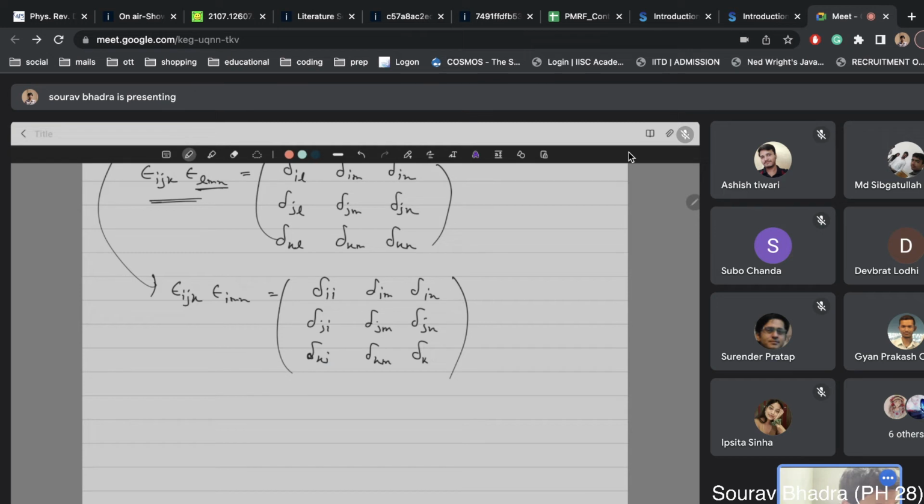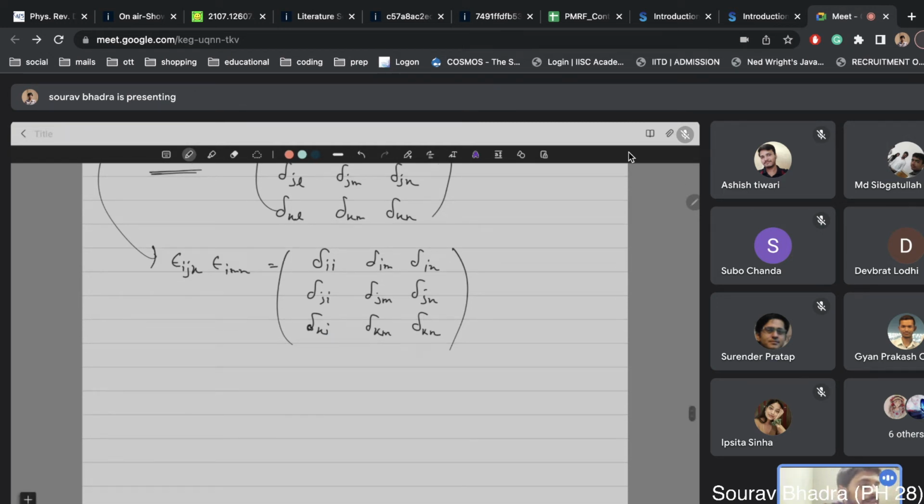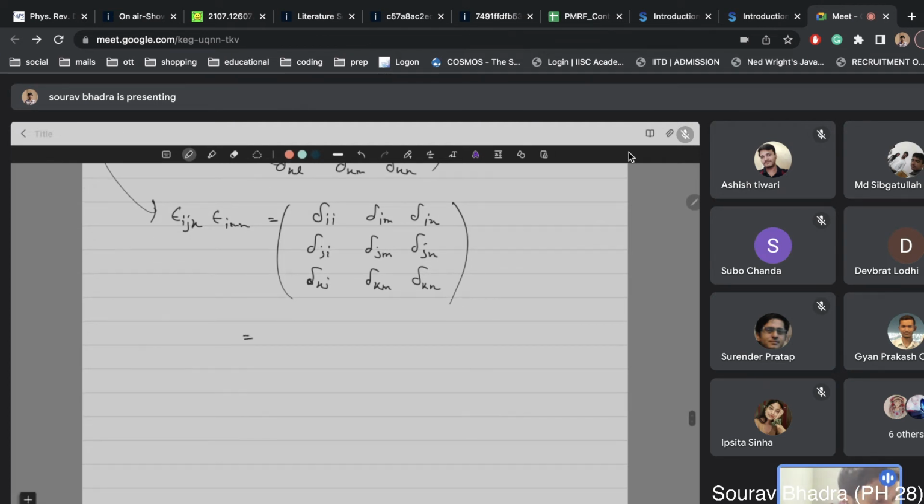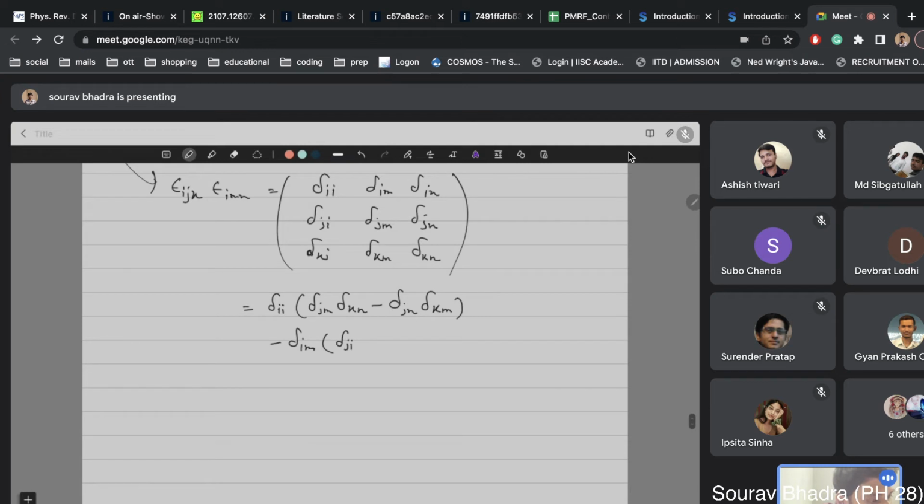Now let me write it in determinant form: delta ii, delta jm, delta kn minus delta jn, delta km, minus delta im, delta ji, delta kn minus delta jn, delta ki, plus delta in, delta ji, delta km minus delta jm, delta ki. Please tell me if I am wrong. I think it is right.